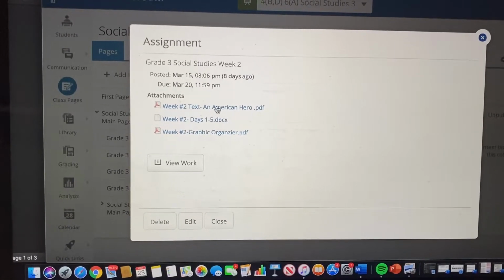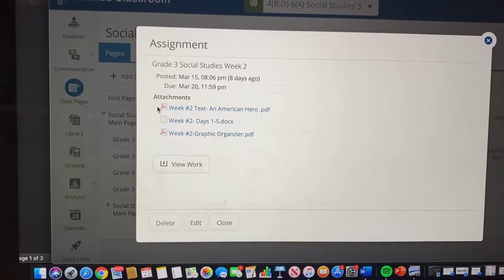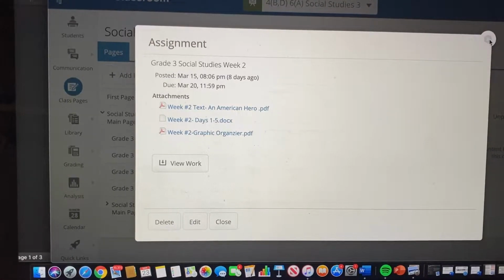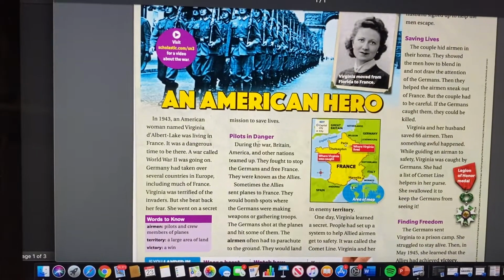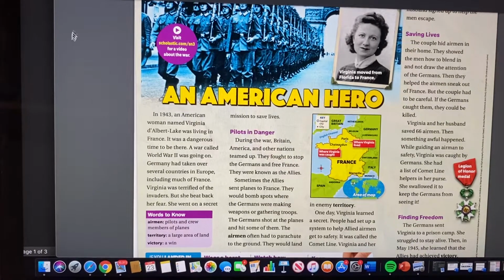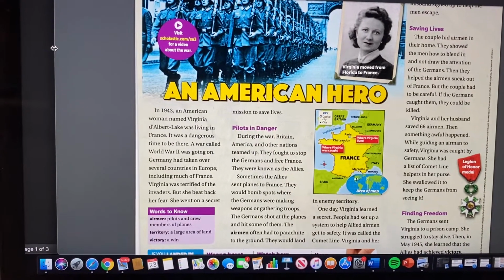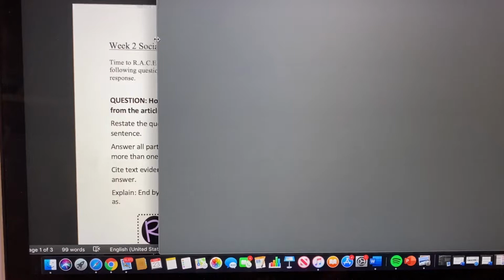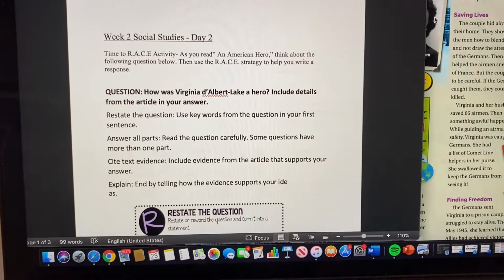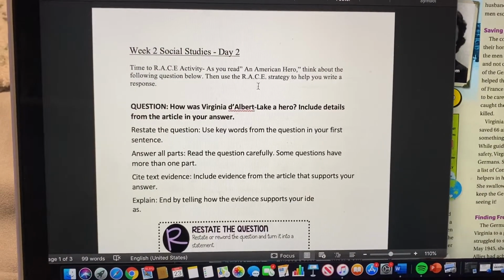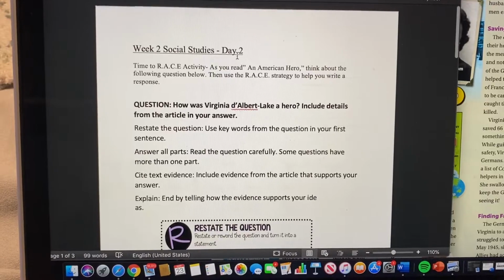So, we are still going to be using the same text, American Hero. I have it pulled up here, so I'd recommend you guys having it with you as well. So I'm just going to have it side by side with me. So this is week 2, day 2, social studies.